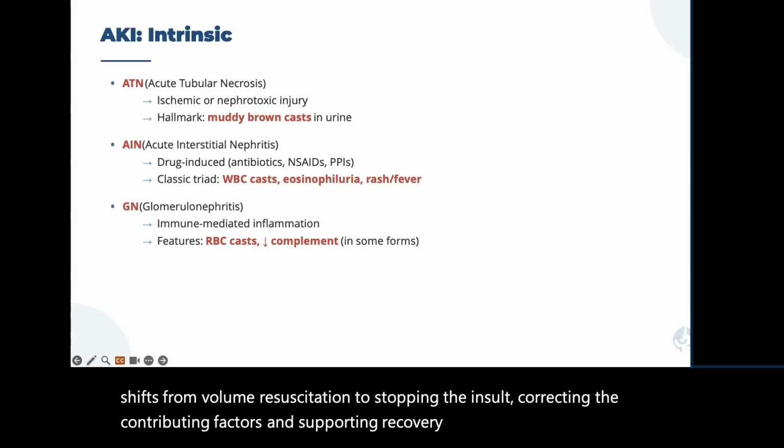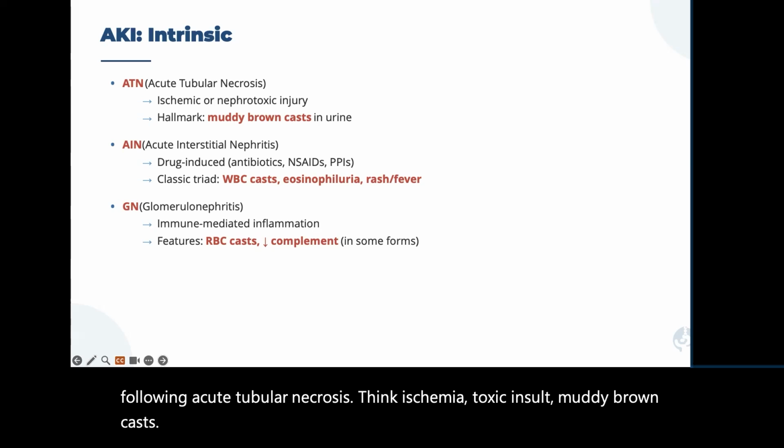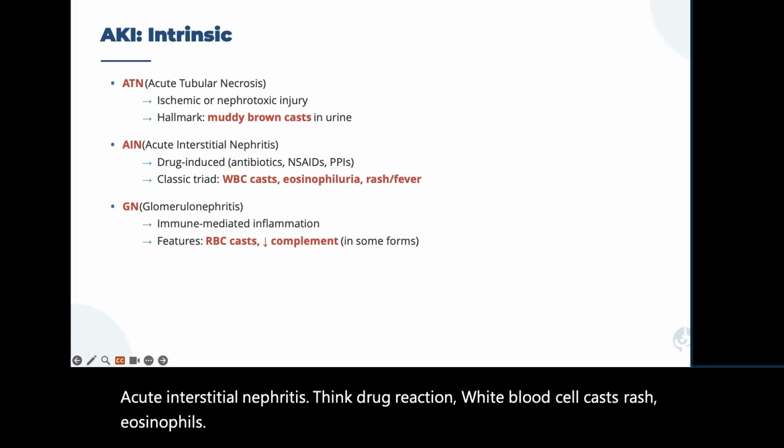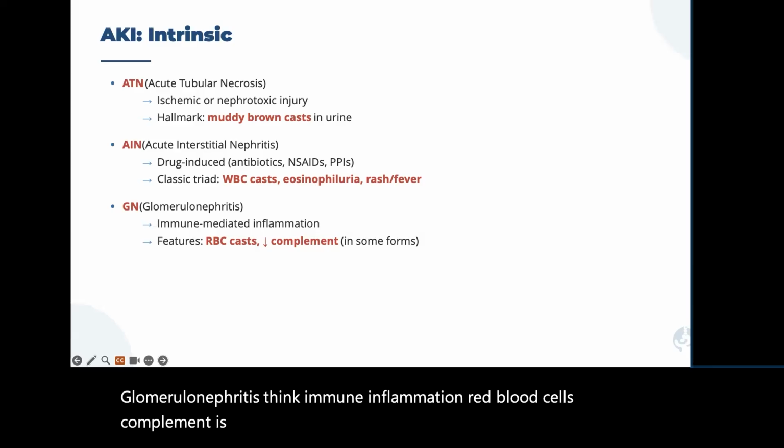So always remember the following. Acute tubular necrosis, think ischemia, toxic insult, muddy brown casts. Acute interstitial nephritis, think drug reaction, white blood cell casts, rash, eosinophils. Glomerulonephritis, think immune inflammation, red blood cells, complement is down in some types.